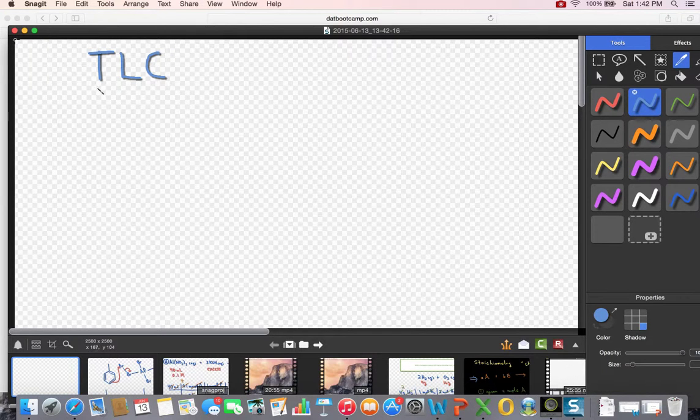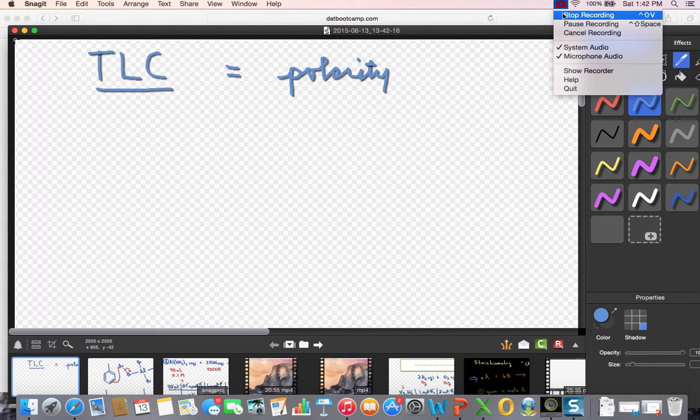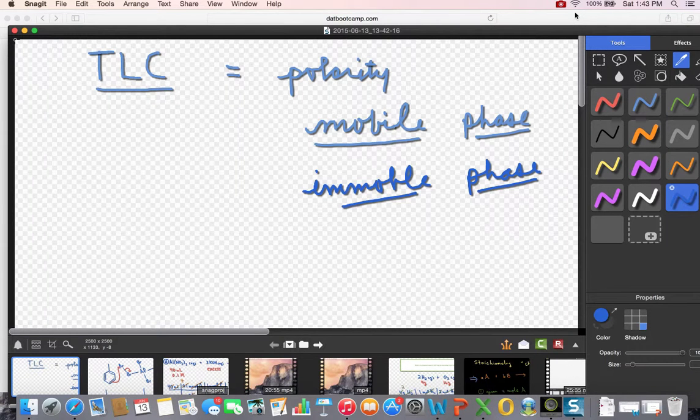So TLC, or thin layer chromatography, there is a competition between two phases. Now, the physical property that is the basis of TLC is polarity. So there are two phases. One is called the mobile phase, and the mobile phase is going to be the solvent that we use.